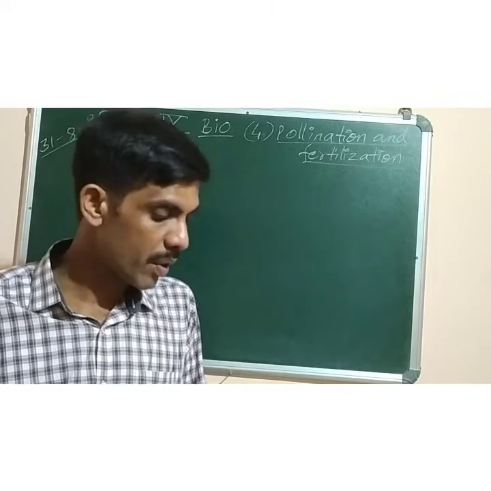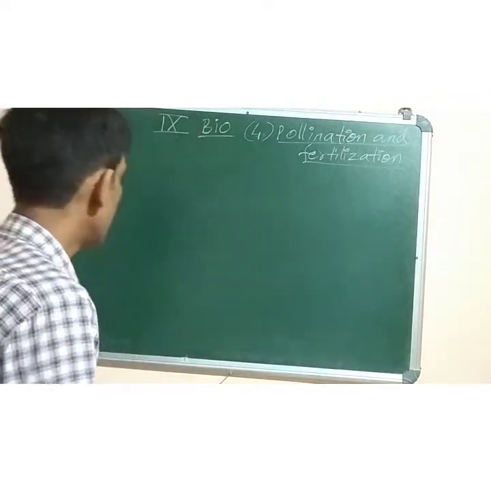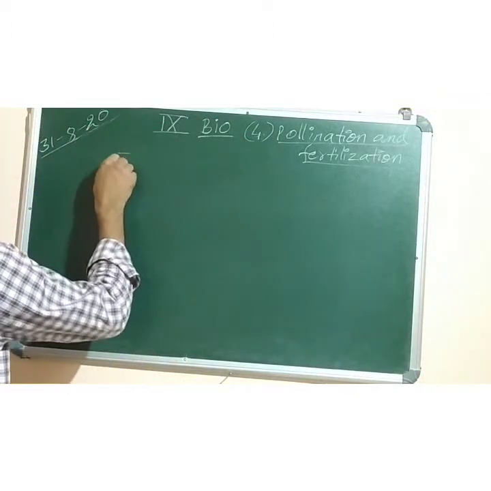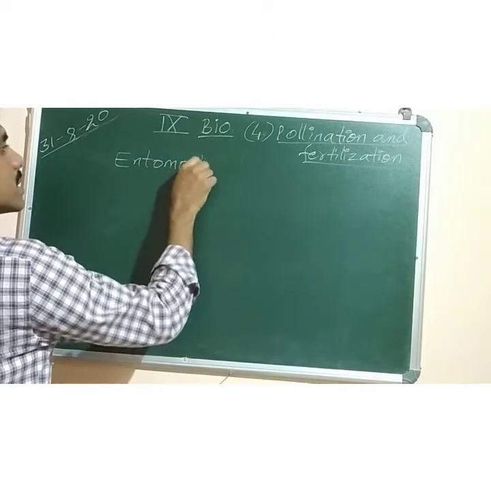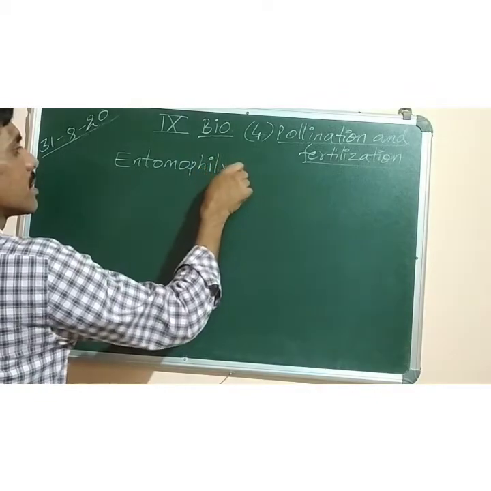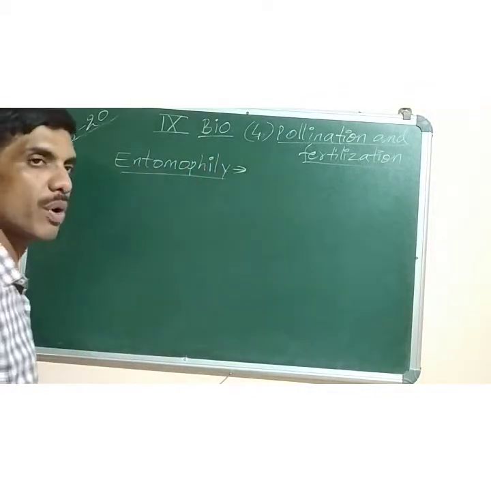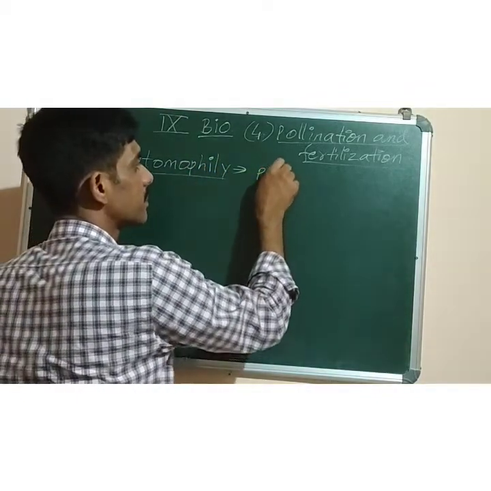Okay, now one by one we'll study entomophily. The word entomophily means pollination by insects. I will just say the characteristics fast. Entomophily means pollination by insects.